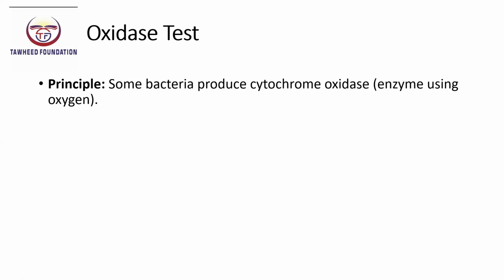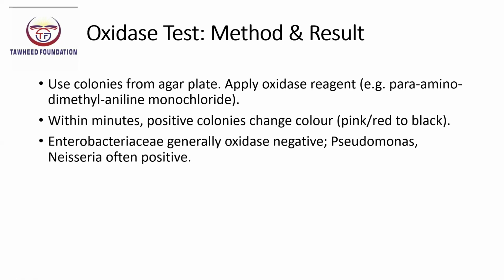Next is the oxidase test. The oxidase test identifies the presence of the cytochrome oxidase enzyme, crucial in the electron transport chain of aerobic respiration. Bacteria treated with oxidase reagent turn dark purple to black if positive. Examples are Pseudomonas and Neisseria. A negative organism example is Enterobacteriaceae. They do not change color, which helps differentiate pathogens efficiently.